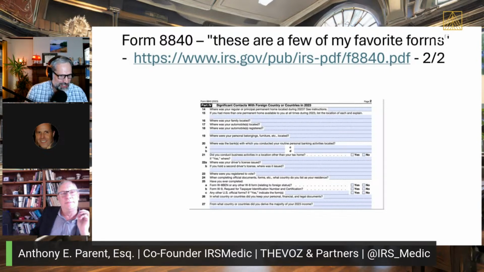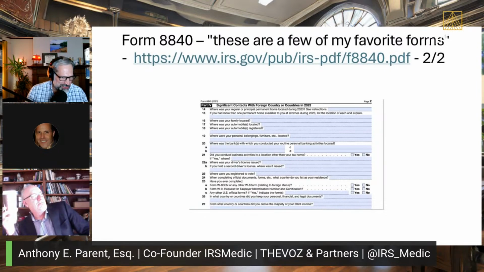Did you conduct business activities in a location other than your tax home? Where was your driver's license issued? Do you hold a second driver's license? Where were you registered to vote? When completing official documents and forms, what country do you list as your residence? Have you ever completed a form W-8BEN, W-9, request for taxpayer identification? Any other forms? I'm asking some very, very specific things that make or break your self-certification. I mean, that's really what this is. It's a self-certification that I apply.